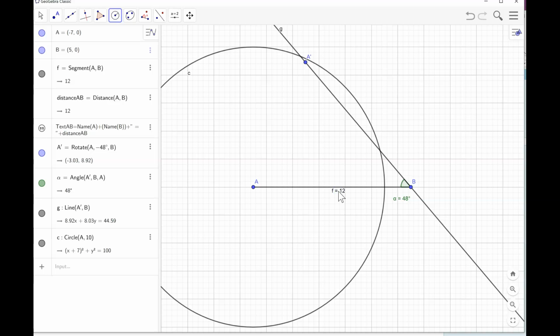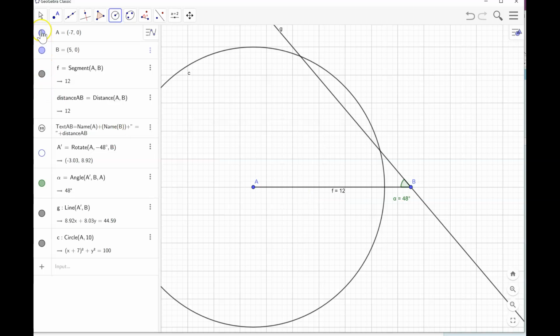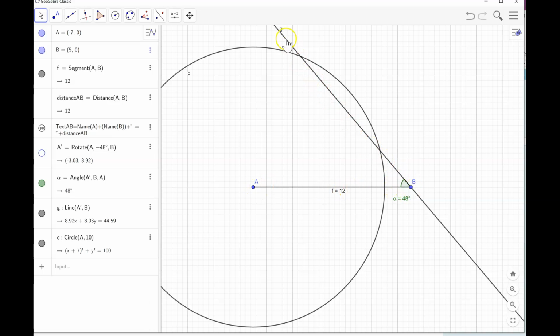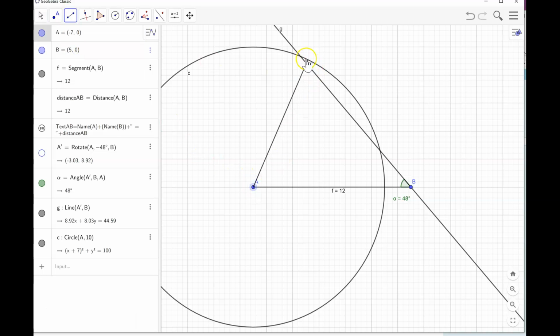Okay, so what I have here is one side that's 12. I have an angle that's 48 degrees. So I used a line here to draw that other arm of that angle, and then the circle I drew has radius 10. So I can make one triangle.